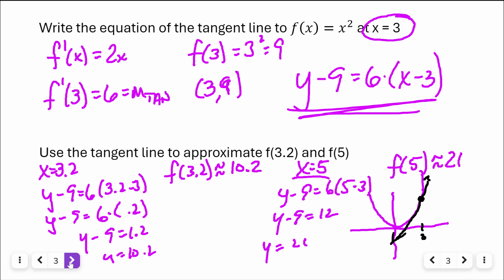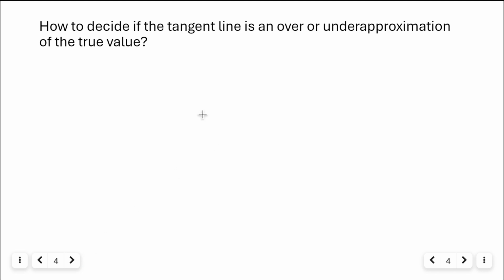Now, we can also see that, for example, f of 5, when we evaluated it, we got 21, right? And the true value is 25. Take 5, plug it in here. f of 5 is actually 25. So the value of the tangent line approximation is under the actual true value. So let's discuss that a little bit. How would we decide if the tangent line is going to be an over or an under approximation of the true value? Well, you actually already know this because you've worked with it before.